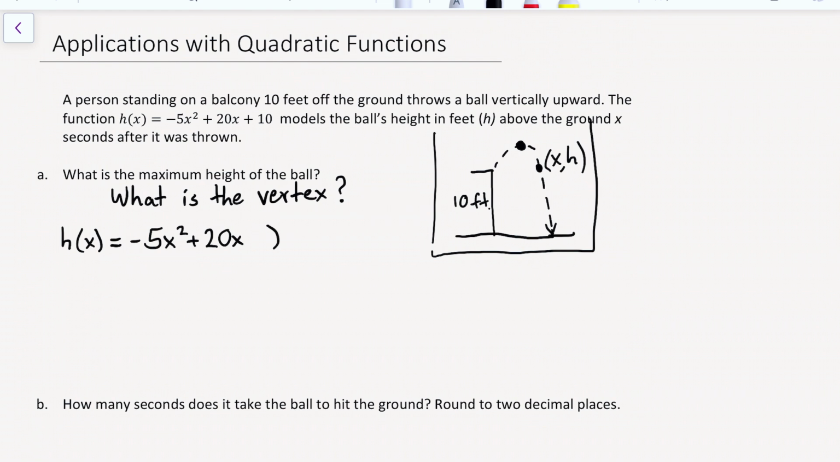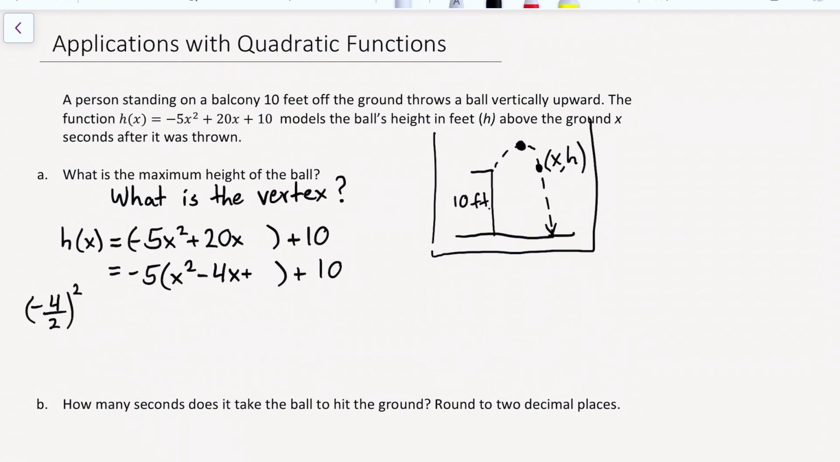I'm grouping together the terms negative 5x squared plus 20x, writing the plus 10 at the end. Then I'm going to factor out negative 5 from both of those terms. I have x squared minus 4x in parentheses plus 10 at the end. And I'm going to add a number to make a perfect square here. The number that I add is going to be negative 4 divided by 2 squared. So in this case, that's going to equal negative 2 squared, which is positive 4. So I'm adding 4. And then out here, I need to undo that action.